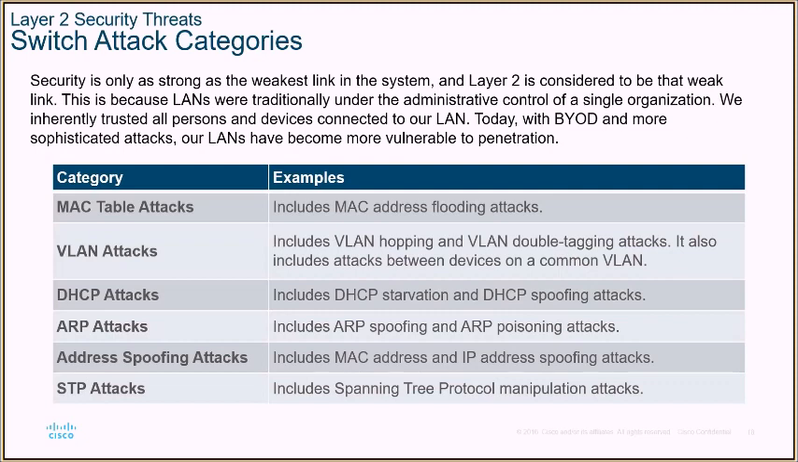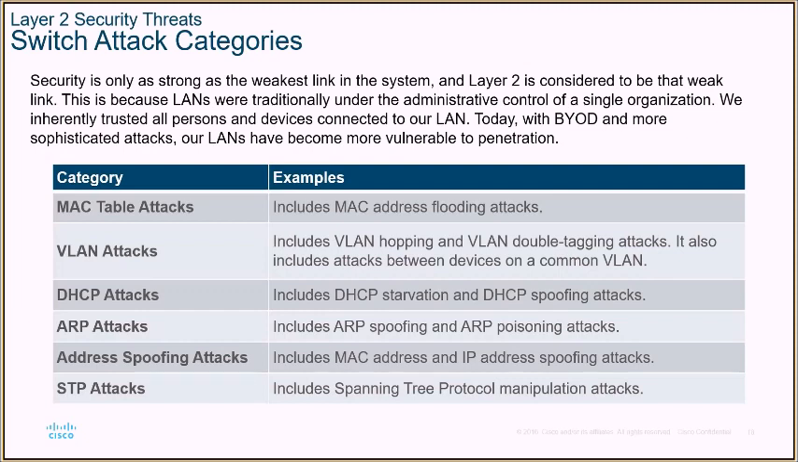All right. So there are several categories of attacks: MAC table attacks, VLAN attacks, DHCP attacks, ARP attacks, spoofing attacks, and STP attacks. There are several MAC table attacks, but the most common one I think is flooding, where basically they fill up the MAC address table of a switch, and after that, it will actually then do flooding. If its MAC address table is full, it will flood all packets, frames, to all other ports, just to make sure that it gets to where it needs to go.